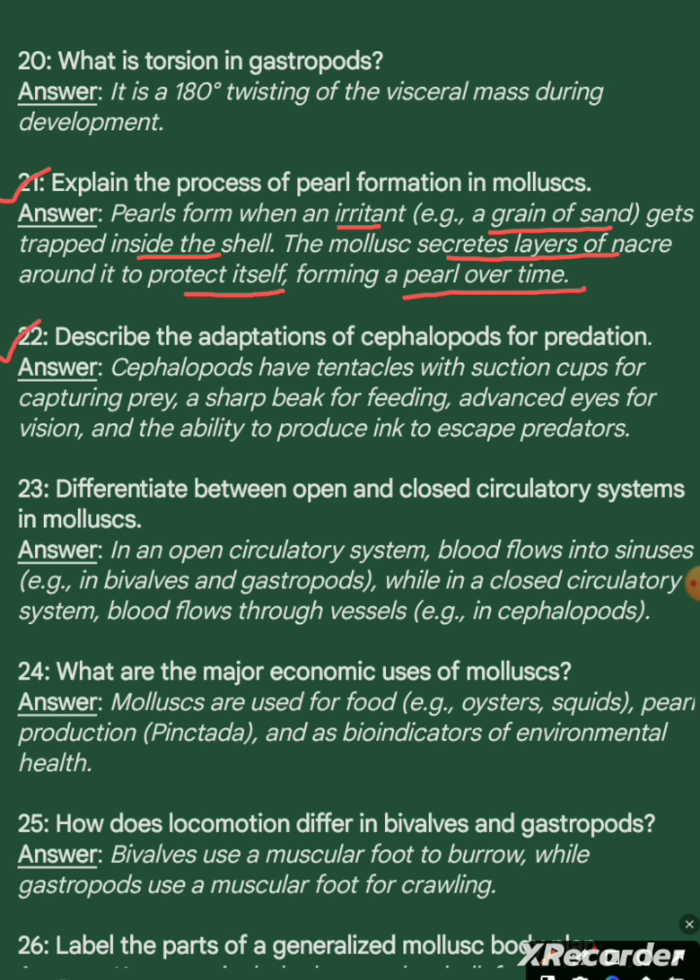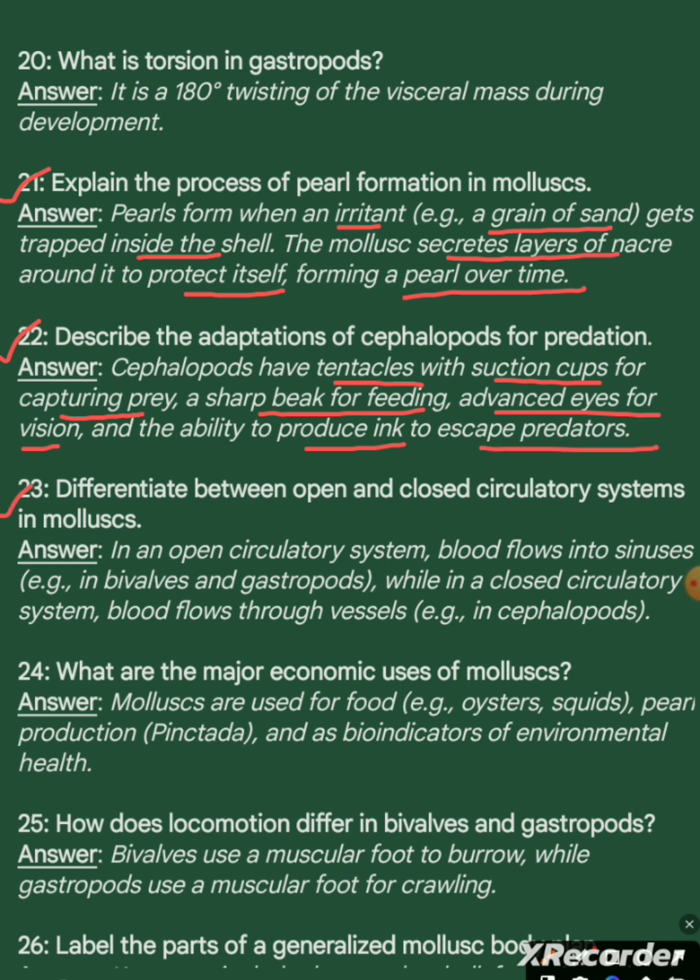Question 22. Describe the adaptations of cephalopods for predation. Answer. Cephalopods have tentacles with suction cups for capturing prey, a sharp beak for feeding, advanced eyes for vision, and the ability to produce ink to escape predators.